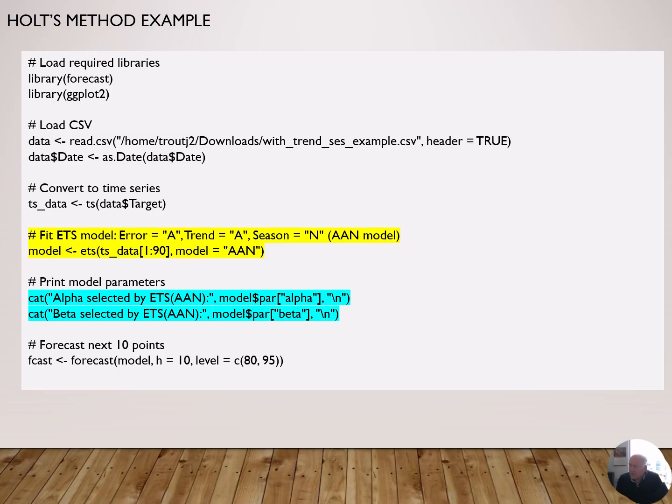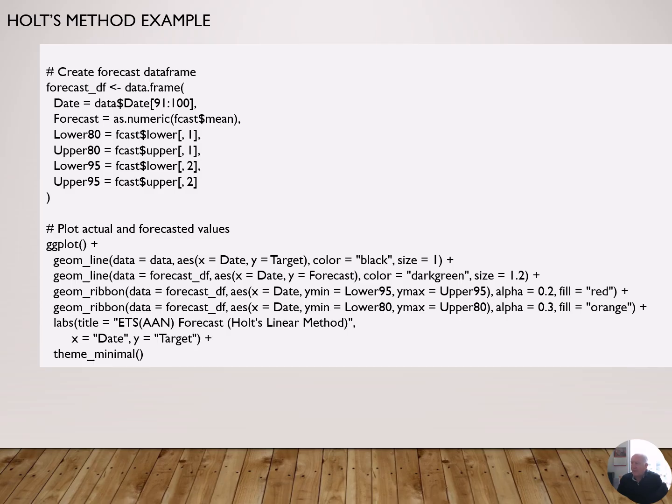So we load the libraries, we go ahead and load the data, we find the date, we convert the time series, we fit ETS with error equals A, trend equals A, and season equals N. And then we go ahead and print the model parameters and we forecast for the next 10 points. Then we can create a forecast data frame and go ahead and plot the data.